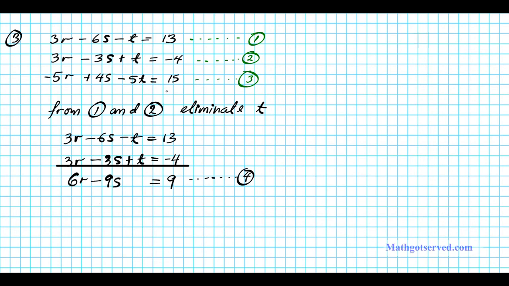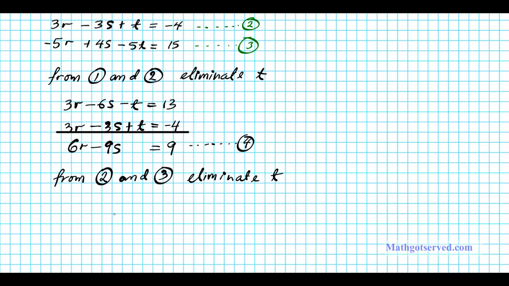Now we're going to take 2 and 3 and eliminate t again. So from 2 and 3, eliminate t. Okay? So let's go ahead and write them down. We have 3r minus 3s plus t equals -4. That's equation 2. Equation 3, -5r plus 4s minus 5t equals 15.